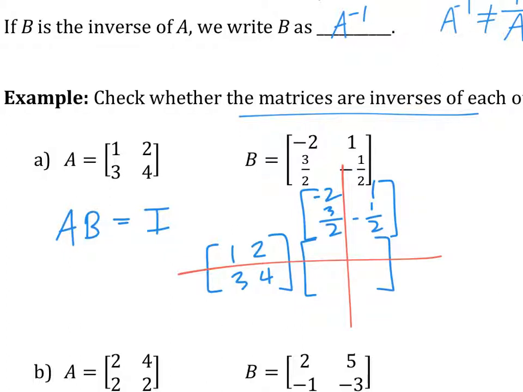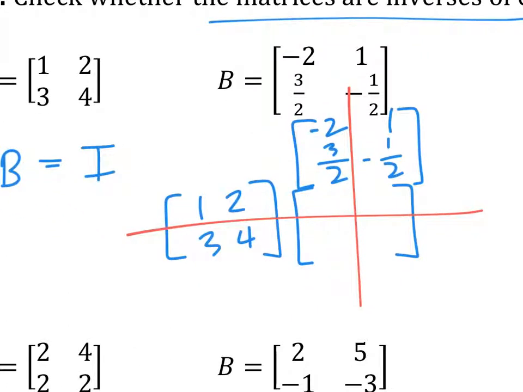Okay, go ahead and try that. See if you get 1, 0, 0, 1. All right, when you do this, if you did it correctly, you should get 1, 0, 0, 1. So that means they are inverse of each other.